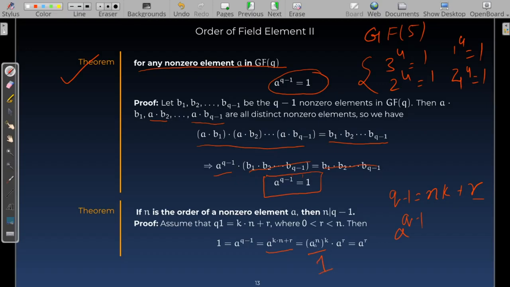Because n is the order of the element a, you have a to the power r equal to 1. That actually contradicts our definition that n is the order of the non-zero element a, because now r is less than n, and n should be the smallest value by its definition. So our initial assumption that n doesn't divide q minus 1 is incorrect. So n must divide q minus 1. These are the two theorems that one has to keep in mind.